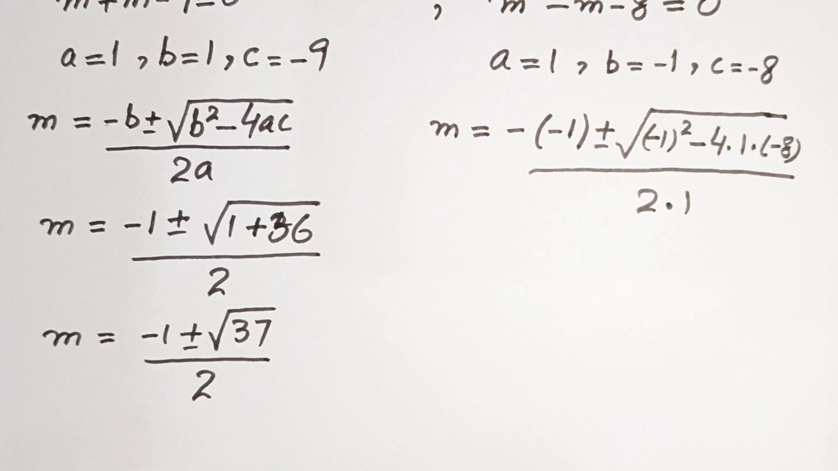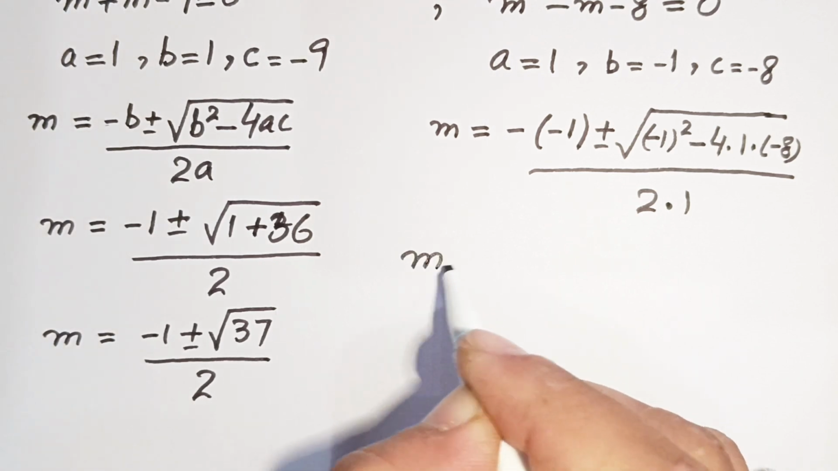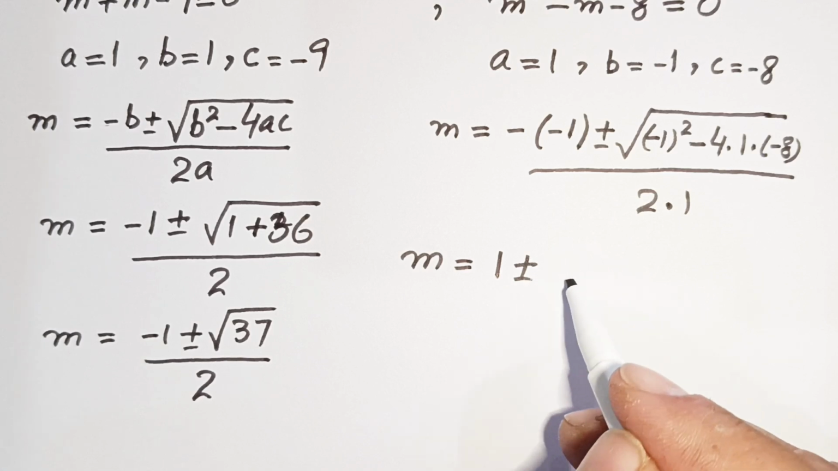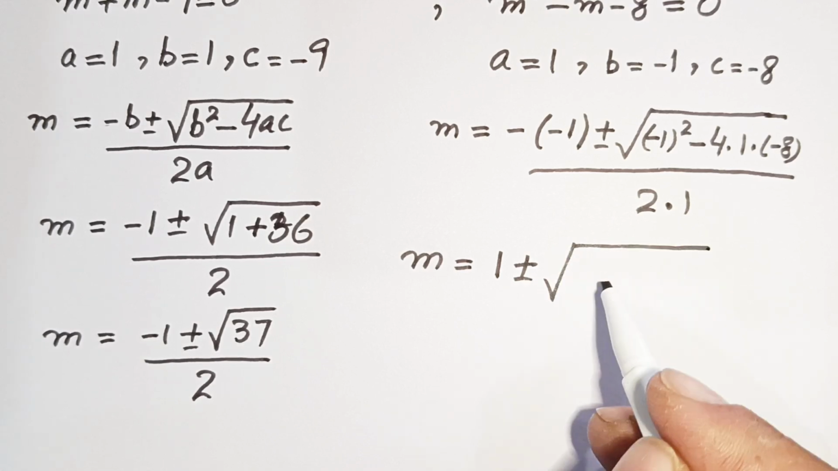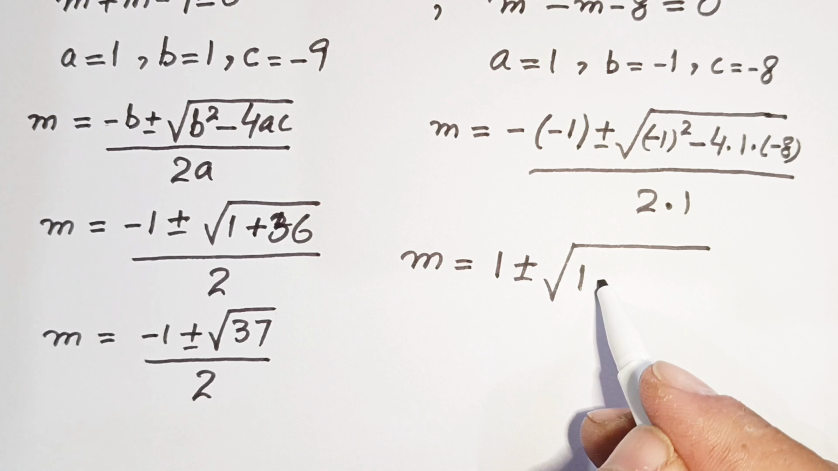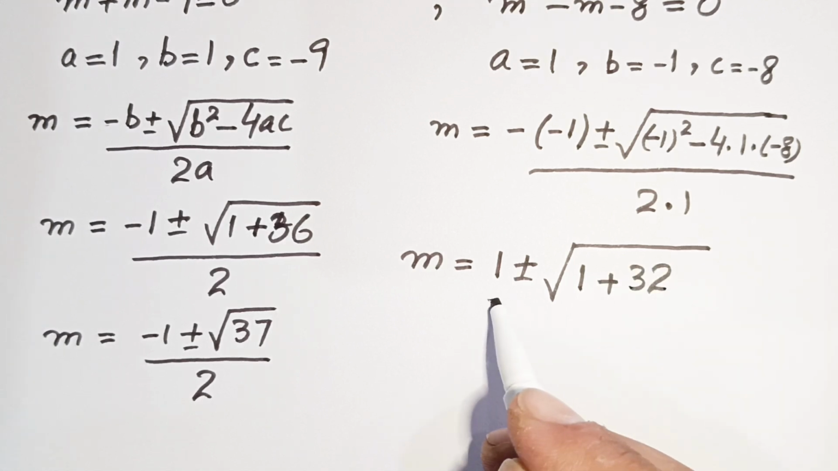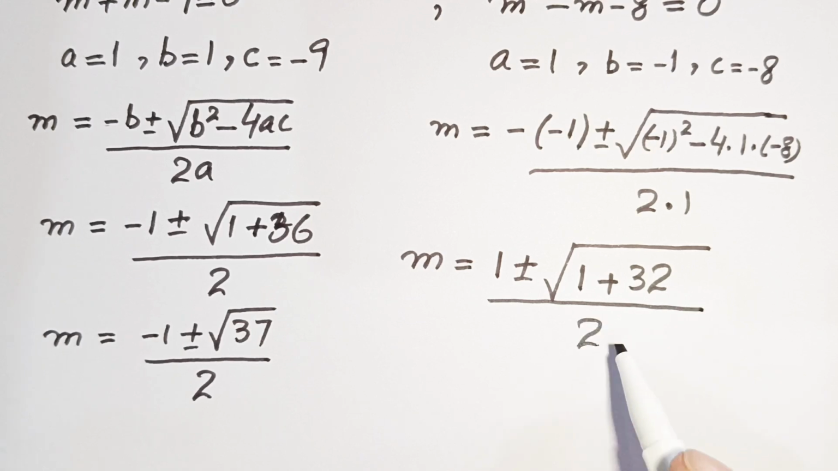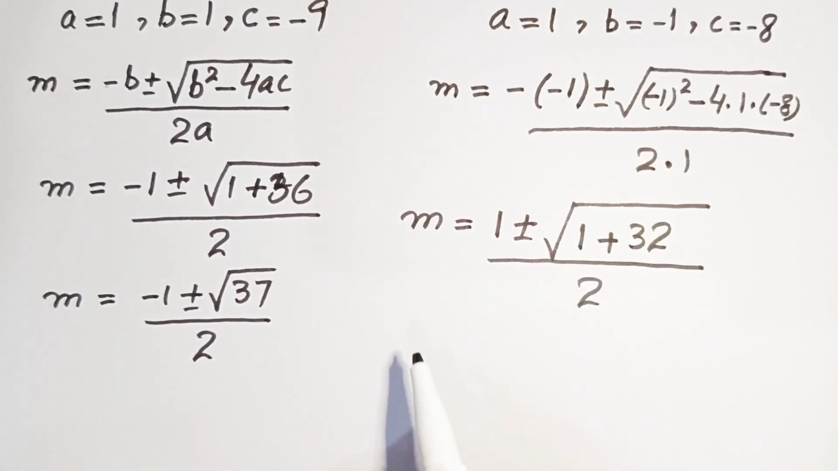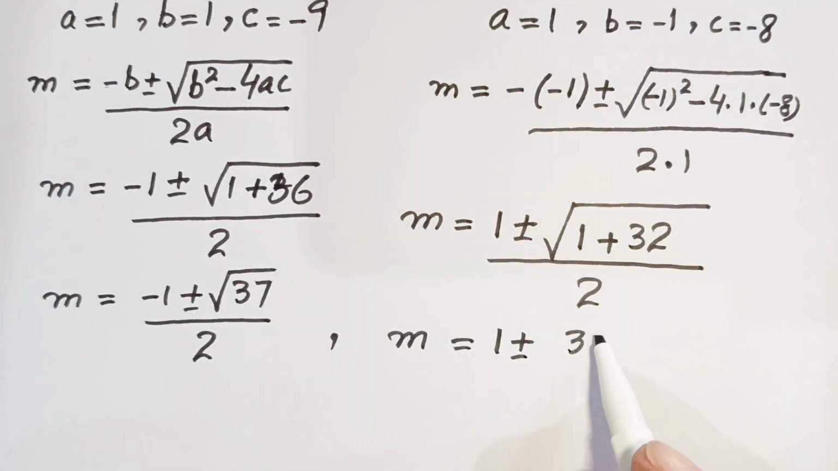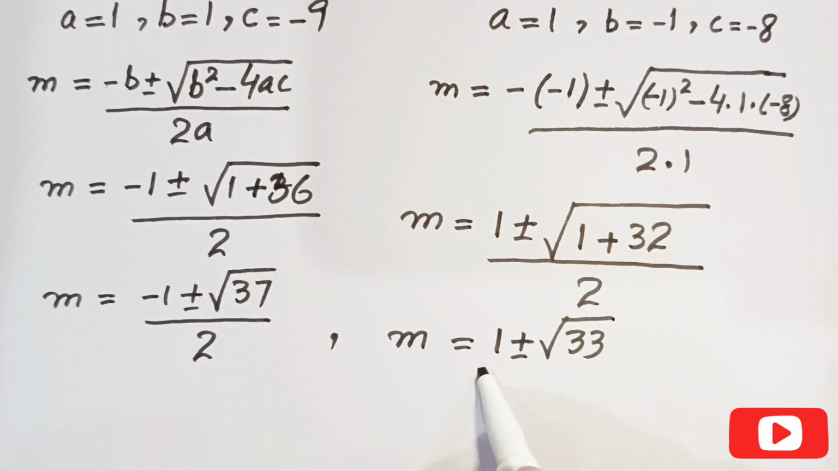Now our next step will be m is equal to minus times minus is plus 1, plus minus square root of minus 1 whole squared is equal to 1, and minus times minus 8 times 4 is 32, all over 2 times 1, which is 2. So we have m is equal to 1 plus minus square root of 32 plus 1, which is 33, all over 2.